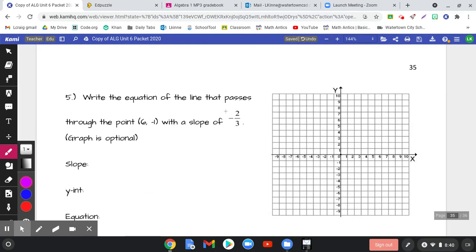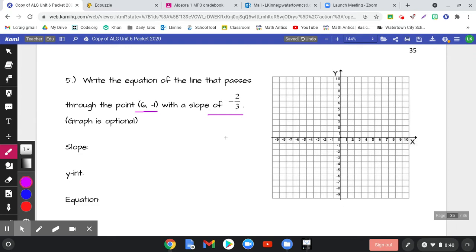Write the equation of the line that passes through the point 6, negative 1 with a slope of negative 2/3. You need the slope and the y-intercept. So we have negative 2/3. We have part of it, but the y-intercept is not negative 1. That is the y value in this point.